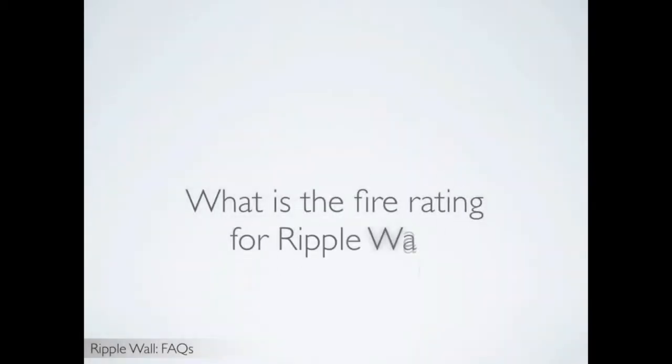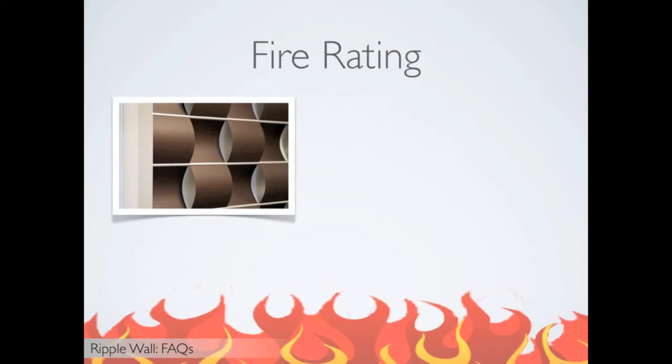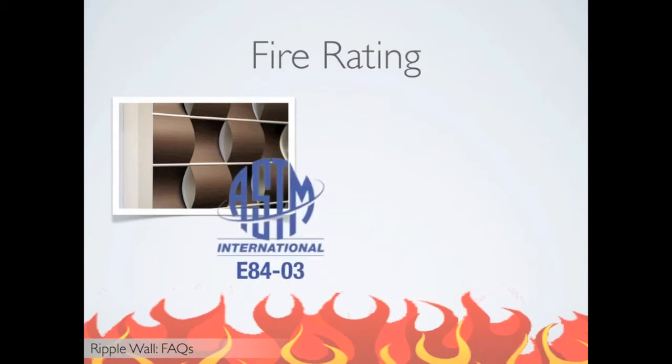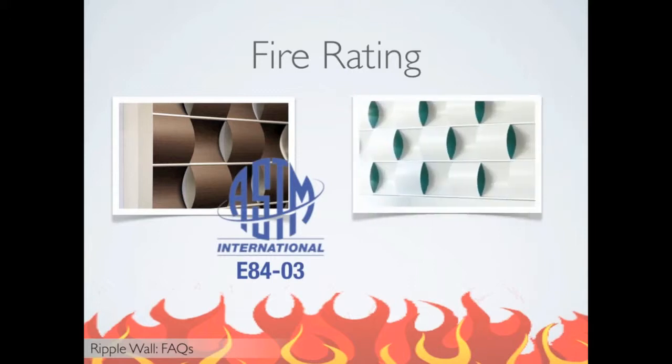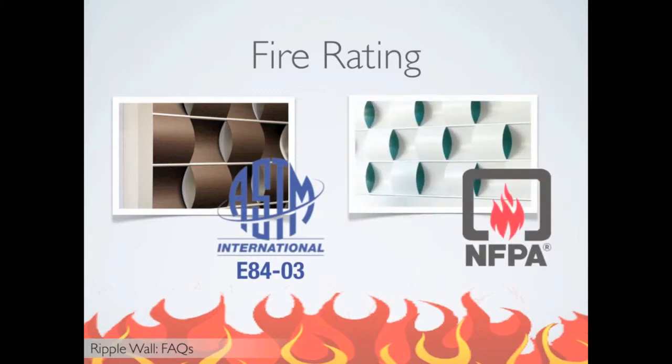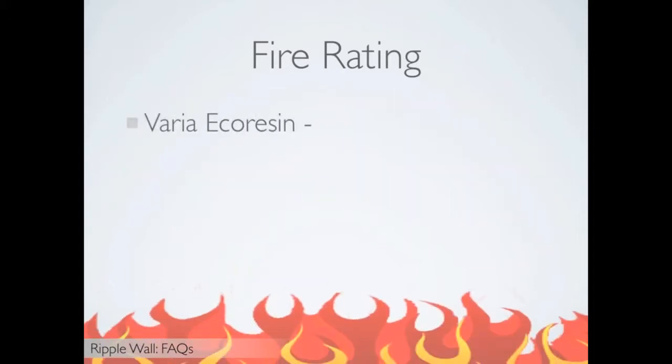What is the fire rating for Ripple Wall? Ripple Wall materials have been tested for flammability and smoke with the ASTM E84 standard, and Varia Eco Resin was tested by the NFPA. The results were the following. Varia Eco Resin received a Class A rating.